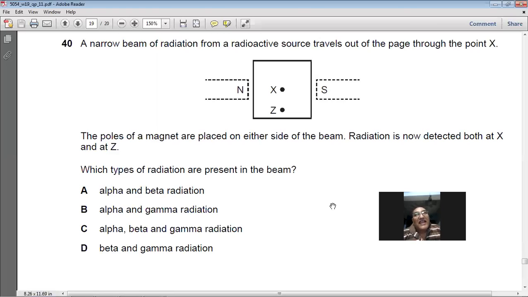And the second point where the radiation after application of the magnetic field is coming out is Z. So there is some radiation which after application of the magnetic field has deviated from its path. So it could be beta, it could be alpha. Alpha are positive, so they are deflected in the magnetic field, and beta, they are negative and they are also deflected in the magnetic field. So we will apply the left hand rule and try to see what happens.